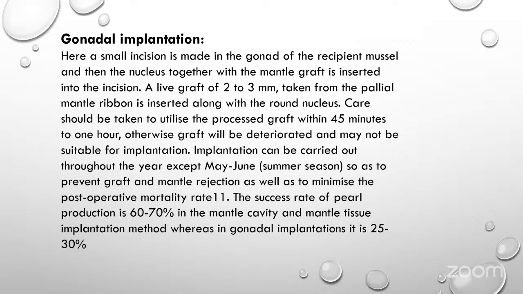So implantation can be carried out throughout the year except May and June, that is the summer season, so as to prevent graft and mantle rejection as well as to minimize the post-operative mortality rate. The success rate of pearl production is 60 to 70% in the mantle cavity and mantle tissue implantation methods, whereas in gonadal implantation, it is 25 to 30%.